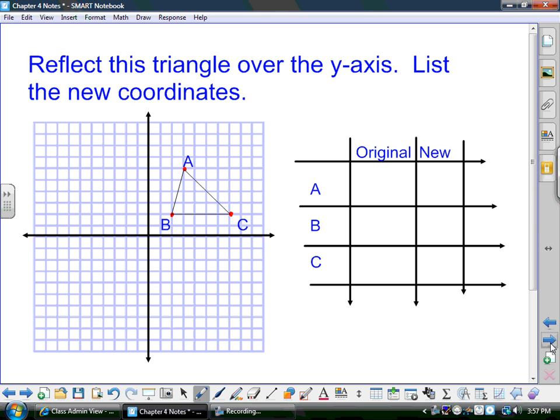For the last thing in this section, we're going to take figures and either move them or reflect them or rotate them. And what we're going to do is make a table. The table is going to have room for us to write the coordinates of the original and of the new ordered pairs for each point. Take a minute and copy down both the table and the graph. Pause the video, write it down, and then we'll go over what to do together.